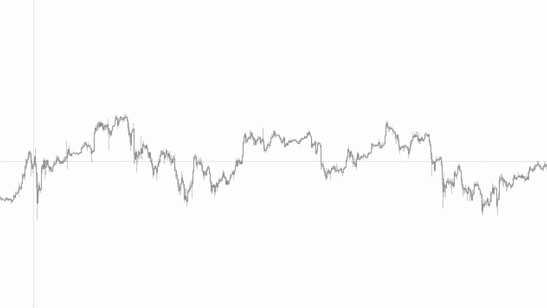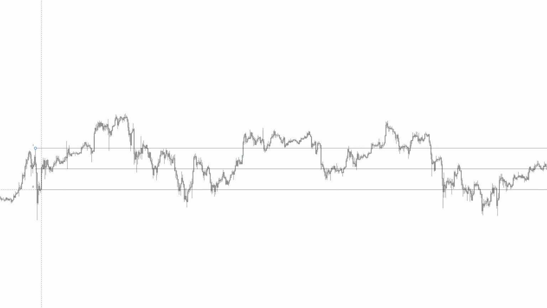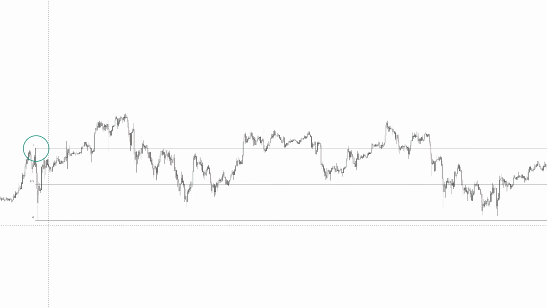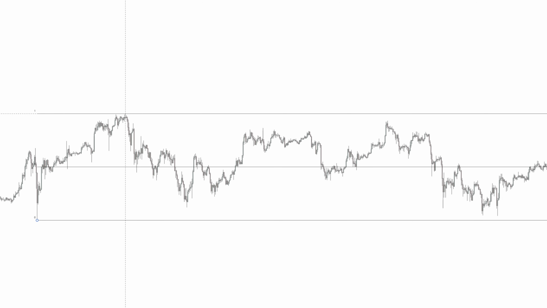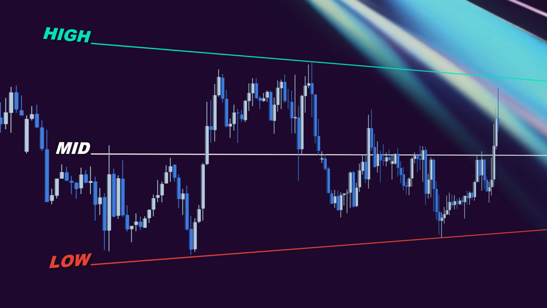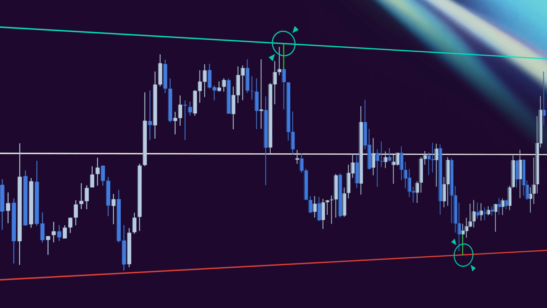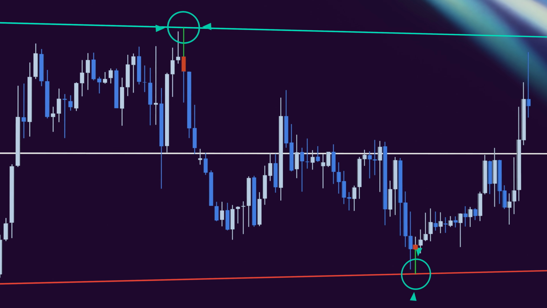When it comes to how to mark your range, textbooks will tell you to take the first swing high to the first swing low. But personally, I like to take this with a pinch of salt and draw it how it best fits the chart. Always taking the outer extremities being the wicks as opposed to the bodies of the candle.